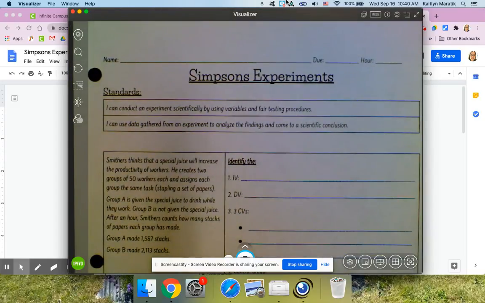Okay, hello everyone, and welcome to going over the Simpsons experiments, these variables. We've just learned about variables, how we can identify them, what makes a good test and what doesn't make a good test. We're going to now put that into practice and look at some variables using the Simpsons.